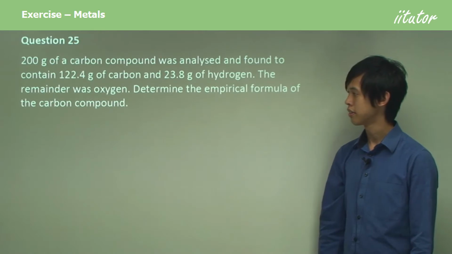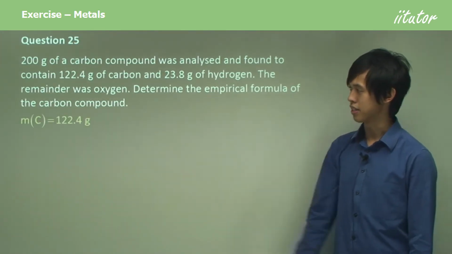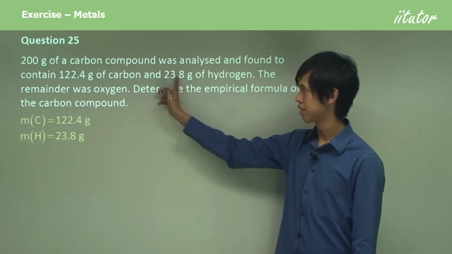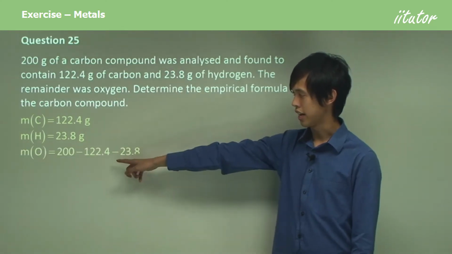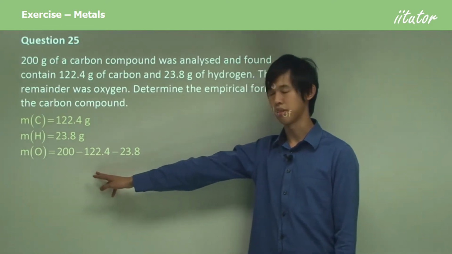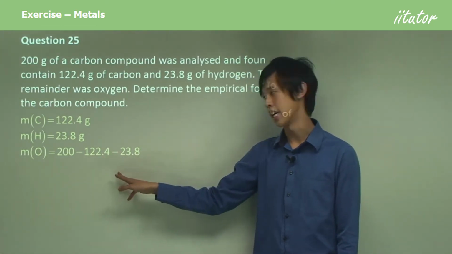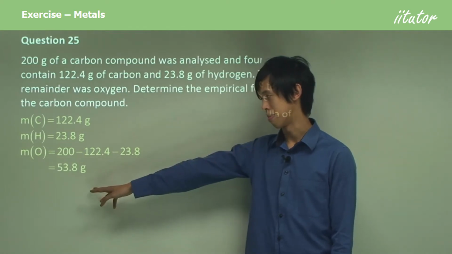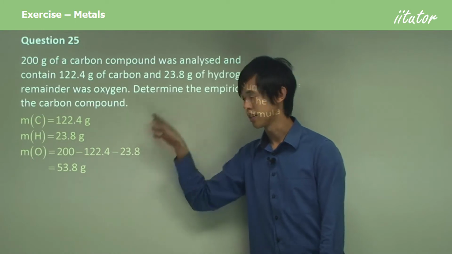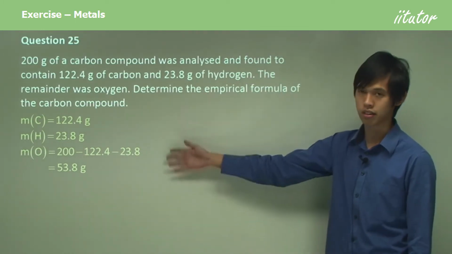Okay. So the mass of the carbon is this, from the question. Mass of the hydrogen is this, from the question. And the mass of the oxygen is just 200 minus 122.4 minus 23.8, which gives you 53.8 grams, okay? Because it says the remainder is oxygen. So this is what we get told in the question, okay?